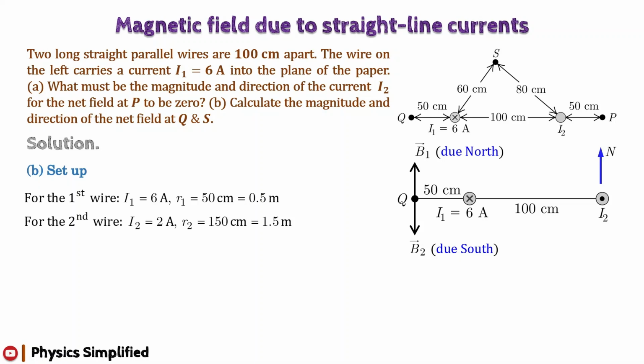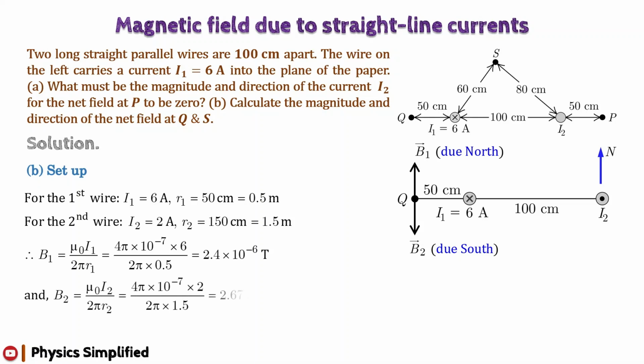By substituting the values in the expression of magnetic field due to a long straight current carrying wire, and simplifying, we get the magnitudes of B1 and B2 as follows. B1 is equal to 2.4 into 10 to the power minus 6 Tesla, and B2 is equal to 2.67 into 10 to the power minus 7 Tesla.